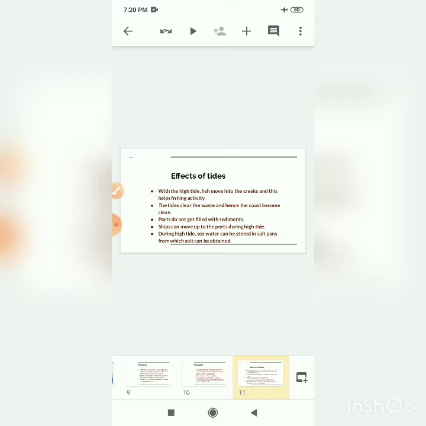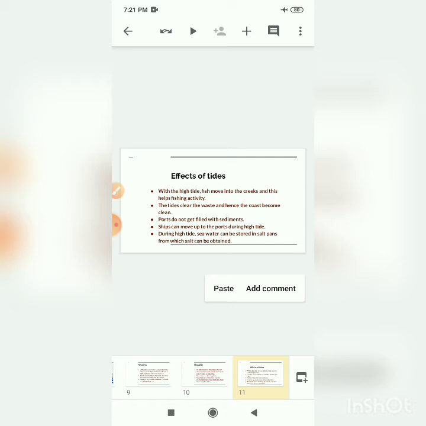With the high tide, fish move into the creeks and this helps the fishing activity. So after high tide, fish come near the creeks, and when they come near the creek, it is very helpful for fishing activity. Second point: the tides clear the waste, and hence the coast becomes clean.